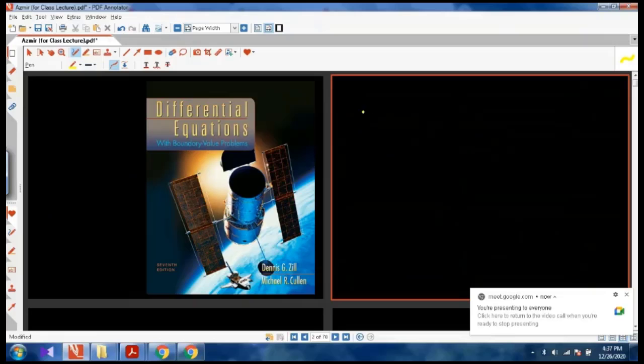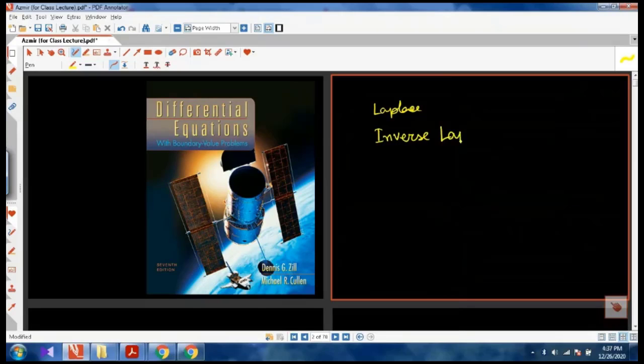The first topic is what is Laplace transform, and the second one, what is inverse Laplace transform, and the last one is application of Laplace and inverse Laplace transform. So let's say this is the application. So we will go by these three ways.